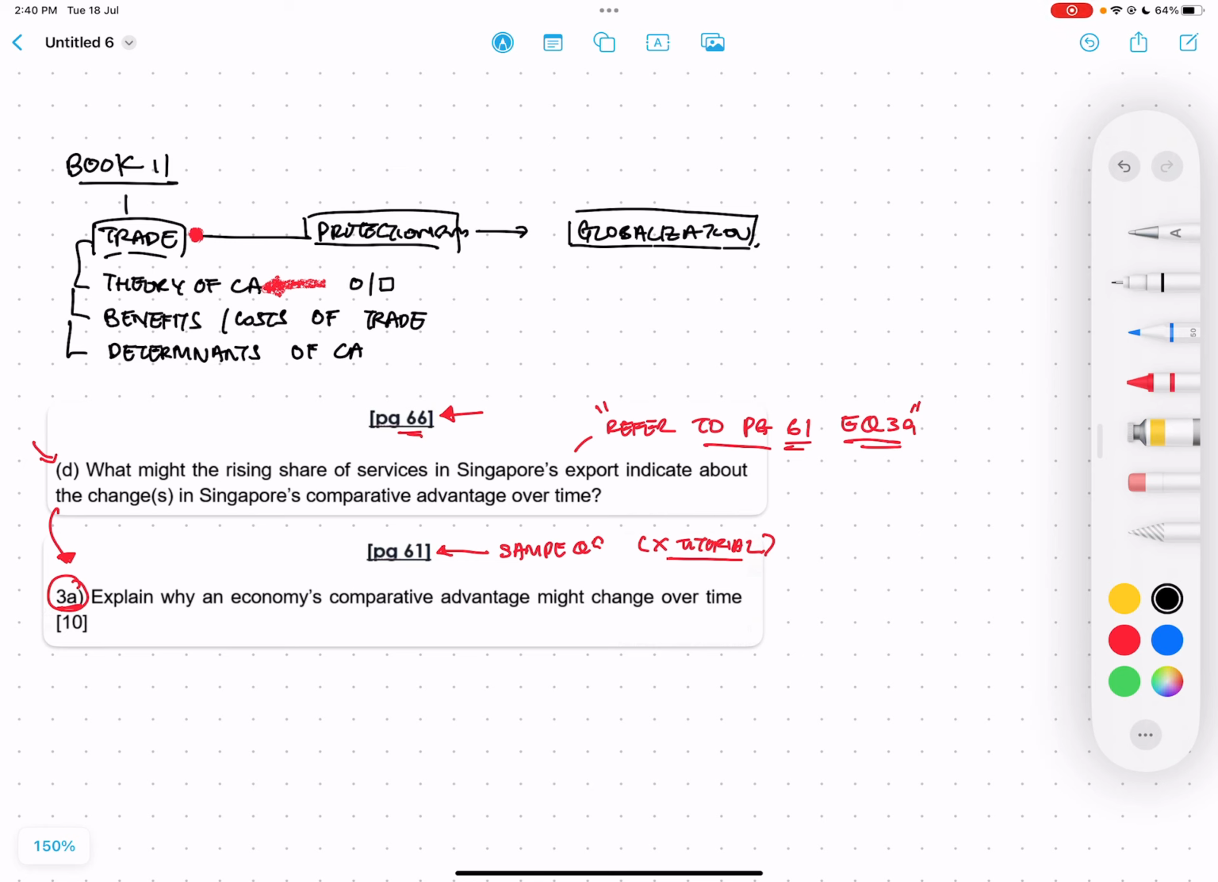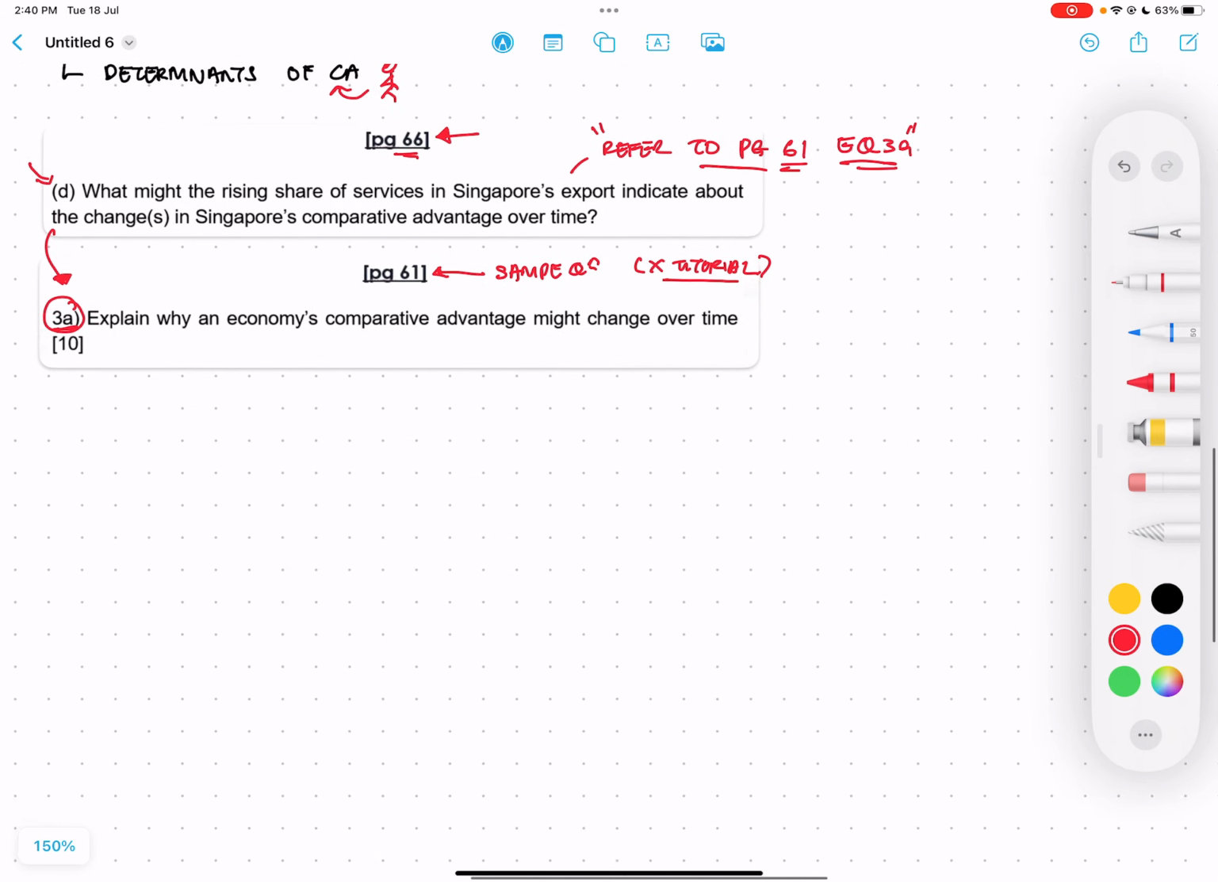If I'm not wrong, we were at a question that talked about benefits and cost of trade. So I don't want to do this during a makeup lesson. So I'll come back to class and then I'll finish up that particular question. Okay. So today I want to do this part of the book 11, and that's the determinants of CA. Okay, so today we're doing determinants of CA, yeah, and the questions that are relevant to determinants of CA are page 66 and page 61. Okay, if not, then let's begin with page 61.